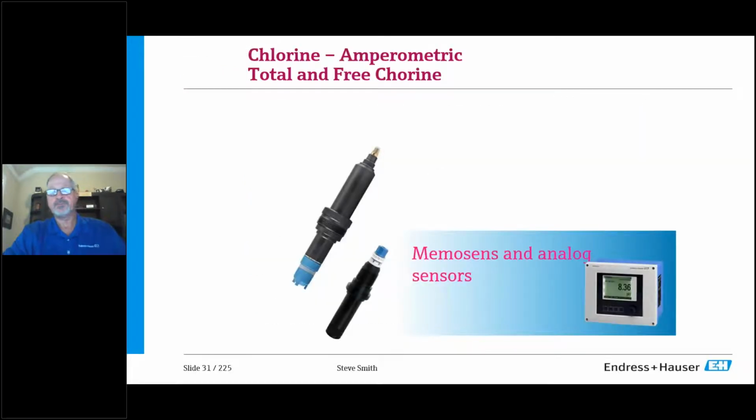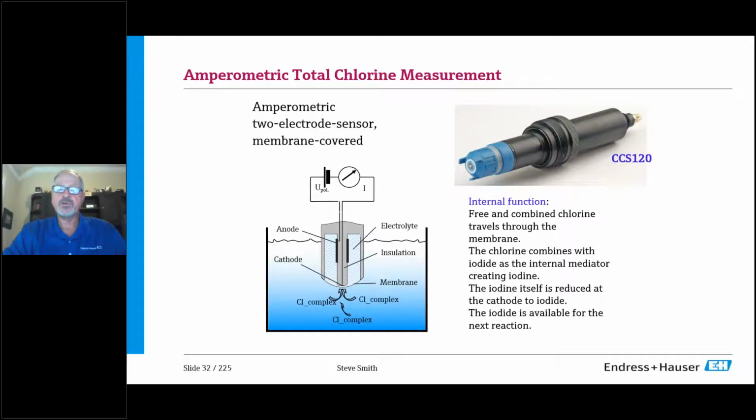Okay, chlorine, moving right along. We've got 2 types of chlorine sensors for total and free chlorine at Endress+Hauser. We have an amperometric total chlorine measurement that uses a 2-electrode sensor and a membrane to make this measurement. What's happening is basically the chlorine combines with the iodide in the internal mediator, creating iodine. And when it creates the iodine, it is itself reduced at the cathode back to iodide. And this is generating a voltage that's indicative of the total chlorine.